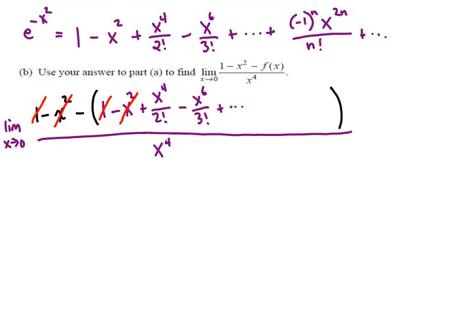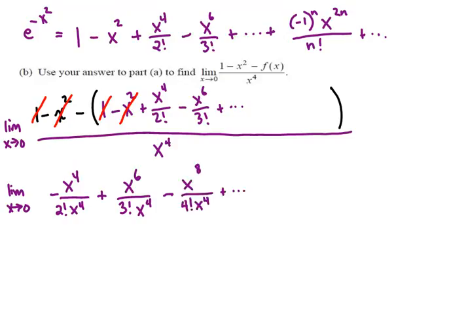So if we were to simplify the remaining terms, you would get negative x to the fourth over 2 factorial x to the fourth, plus x to the sixth over 3 factorial x to the fourth. And you can see the pattern beginning to emerge there. Alright, so let's simplify that one more time.